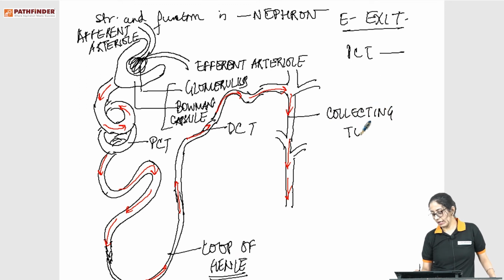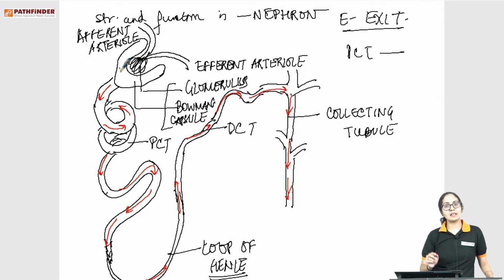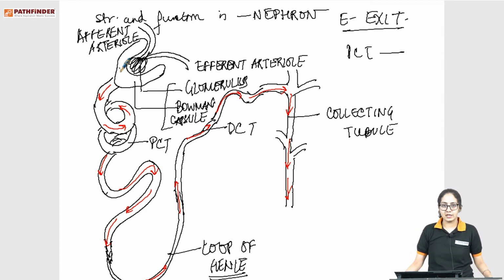Most of the time, you are given how many labelings you have to do, maximum 4 or 5. Or sometimes the question is twisted in the manner that they will give you the function of a certain structure, and then they'll ask you to mark that particular part. For example, if they ask where ultrafiltration takes place in the nephron, what are you going to mark? You're going to mark the Bowman's capsule and the glomerulus, that is the Malpighian corpuscle. So please stick to these questions and then you will be okay with it.